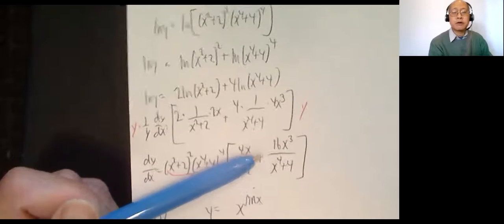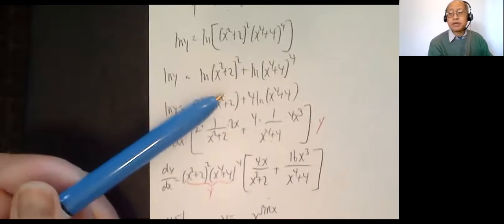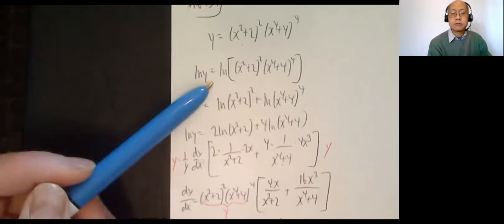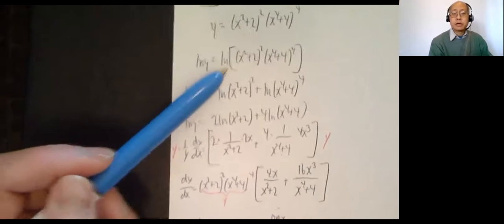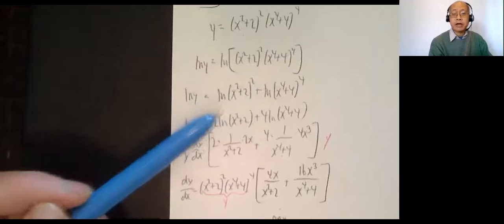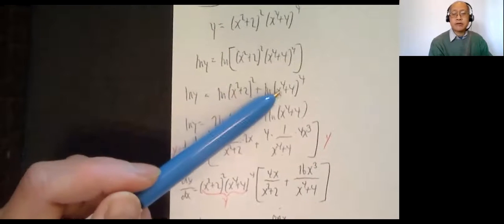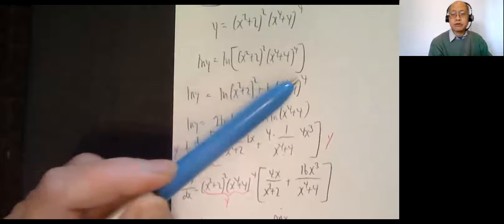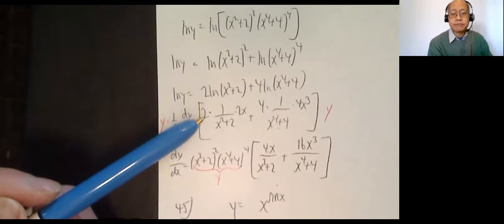Notice this is the typical way to do logarithmic differentiation. Take the ln of both sides. Use properties of logs. This is a product, so I can make it ln of the first plus ln of the second. And then even more than that, these exponents get to come down. 2 comes down, 4 comes down. Then it's a lot easier to differentiate.